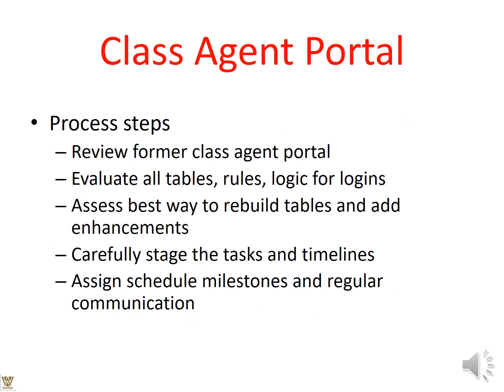Process steps are something we have to go through. We will review the previous data, the former class agent, and evaluate all tables, rules, and logic. In this particular case, every quarter the data was represented and reported in a different fashion. No reporting was univocal. There was no uniformity in the recording of the data. That needs to be reassigned. This whole set of data needs to be reassigned, re-ironed, and properly data mined.